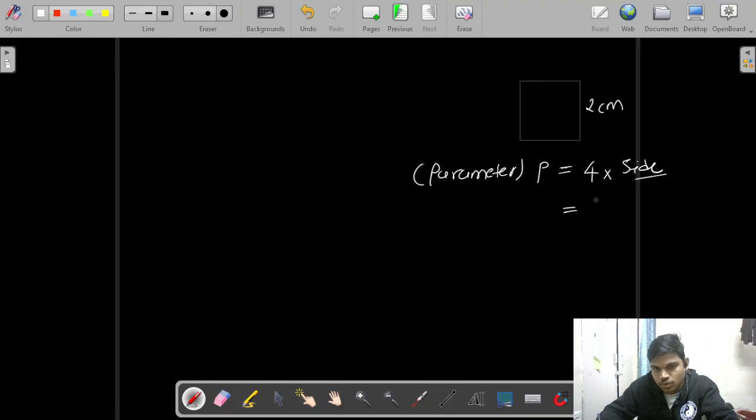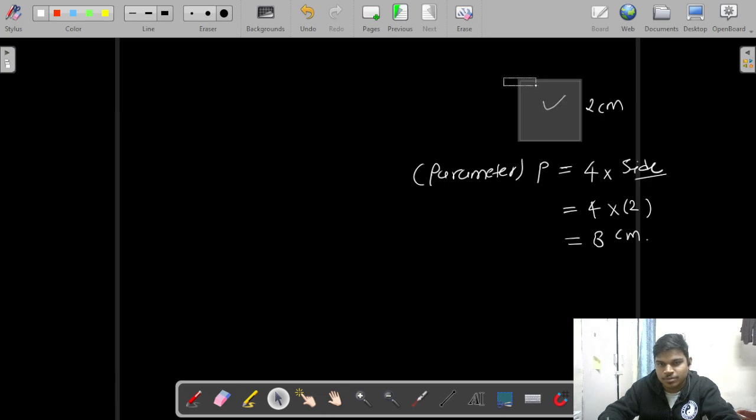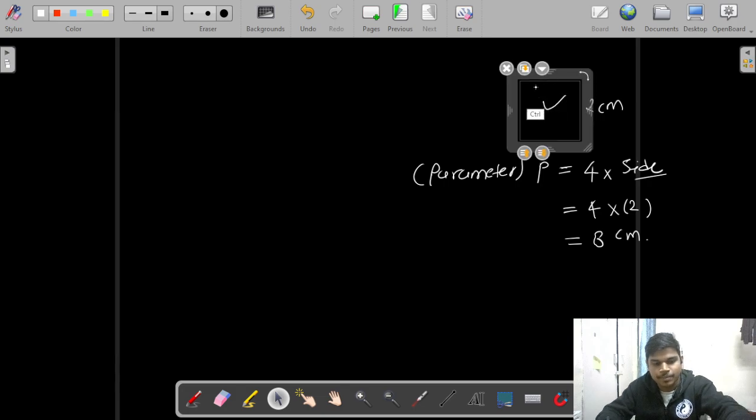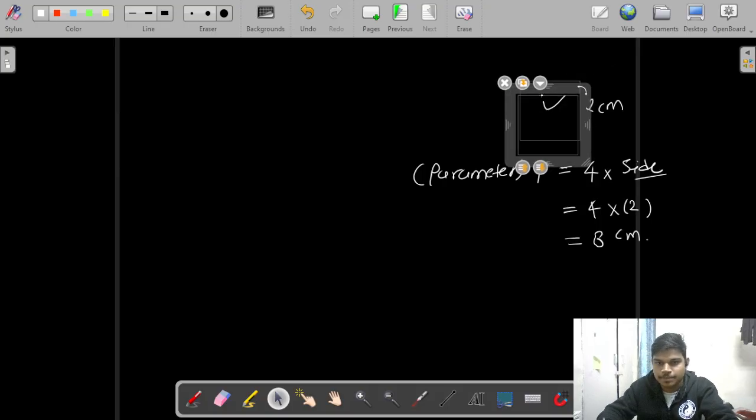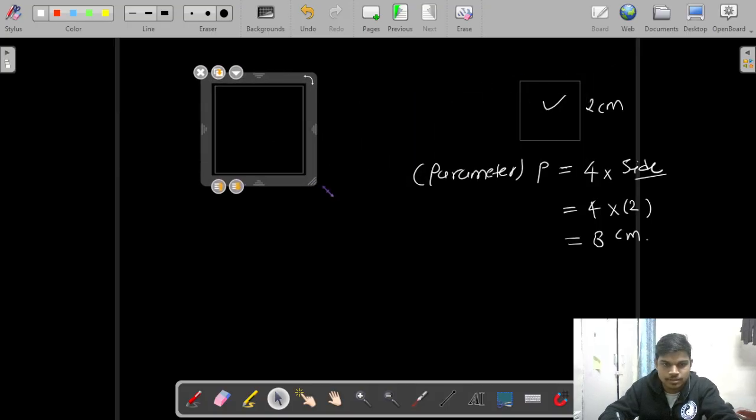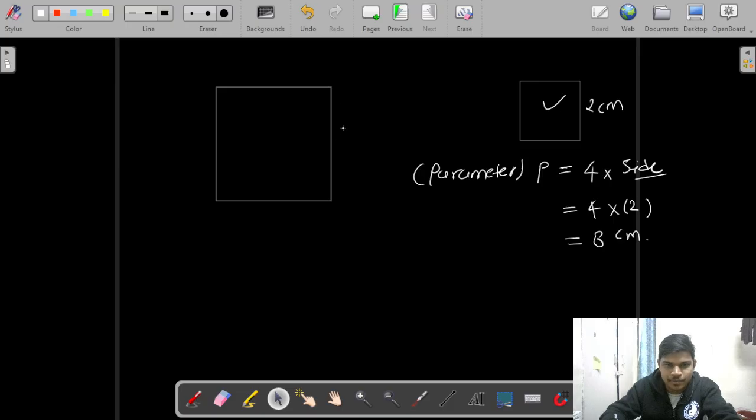Side. So 4 times, what is the side? Side is 2. So your perimeter is nothing but 8 centimeter. Yeah. So this is your perimeter for this square. Now think about the other square of a little bit bigger size.